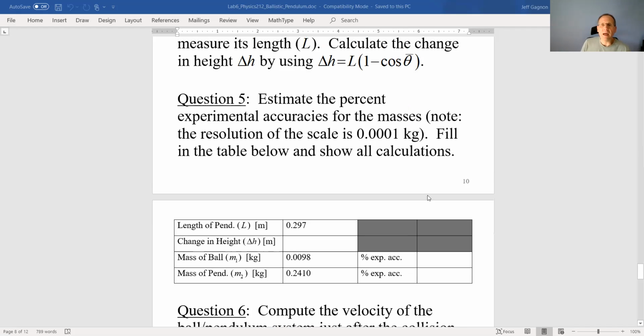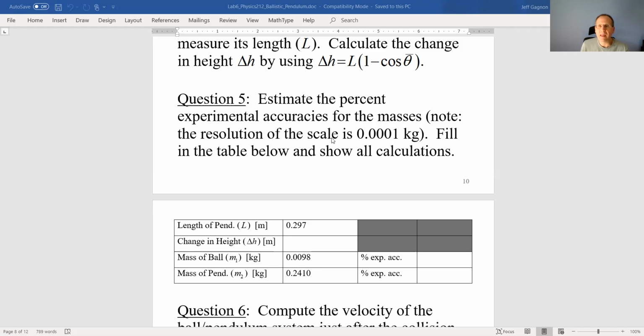Okay, I also want you to estimate the percent experimental accuracy for the masses. Well, since we only massed it once, we didn't do a bunch of different trials. The way that we can estimate this is we can assume that the accuracy is going to be the resolution of the instrument divided by your average mass, which is your 1 mass value here, times 100.